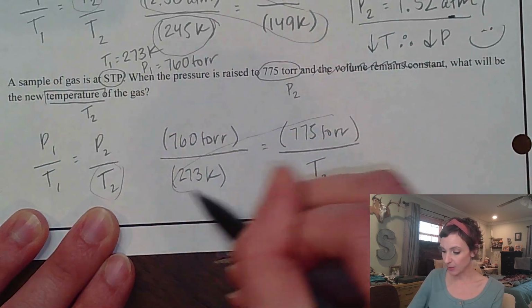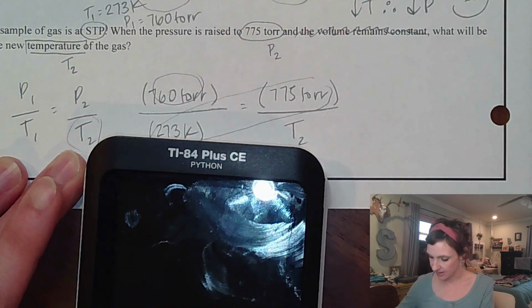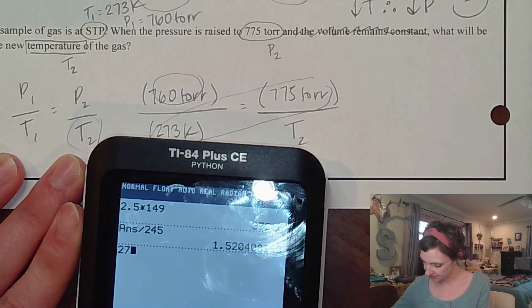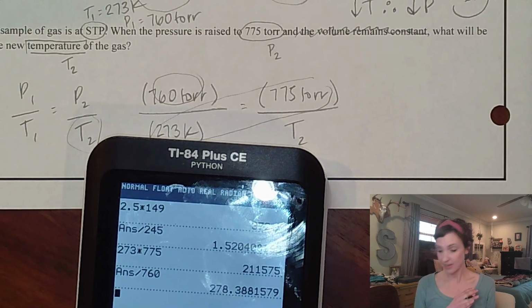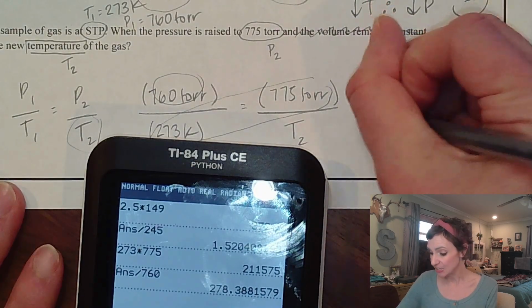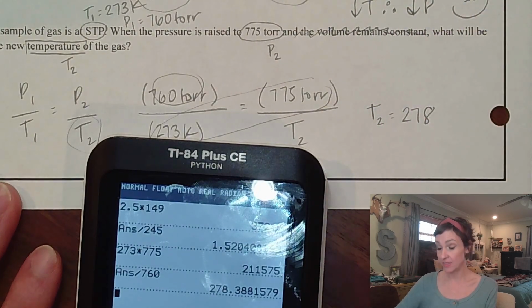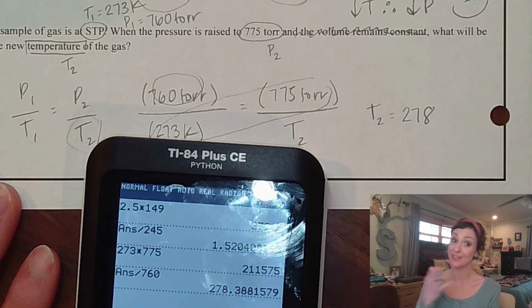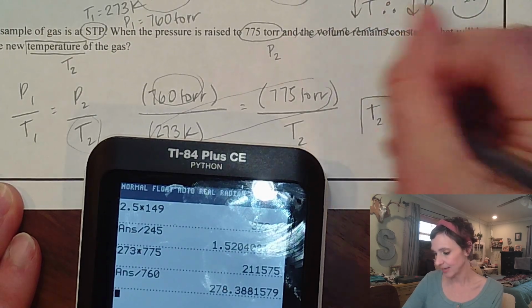Okay, here's my baseball bat, and here's my baseball. Multiply the bat together and divide by the ball. So we got 273 times 775 equals, and then divide by 760. Okay, so that's what my calculator gives me. Everybody in here has 3 sig figs going into this. So my second temperature is 278. The units for temperature are going to be the same as the first temperature, and they're always also going to be in Kelvin, which is really good.